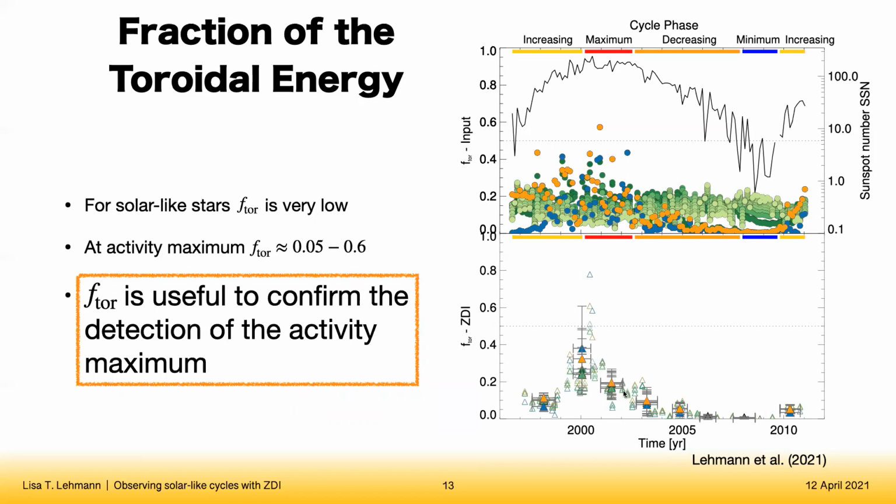And you can use the fraction of toroidal field to confirm the detection of the activity maximum, as you would expect the toroidal fraction to be maximum as well. But overall, this is not such a good choice to trace solar-like cycles. Maybe for stars that are more active, where the toroidal fraction is higher. But yeah, it's worth checking.